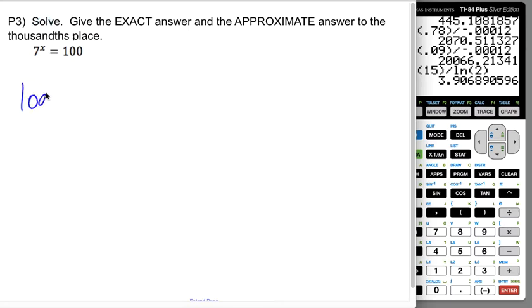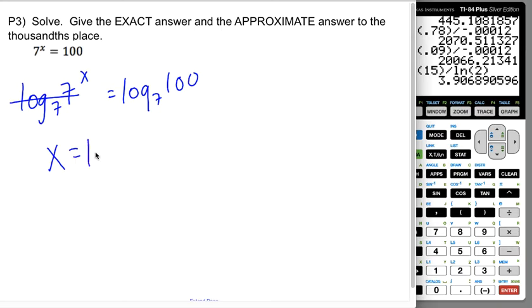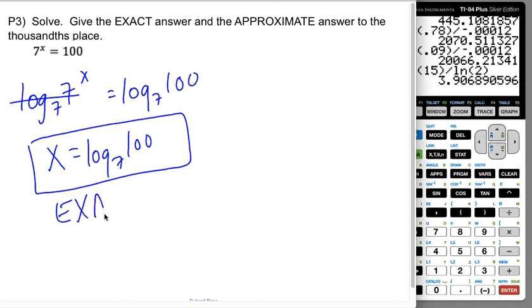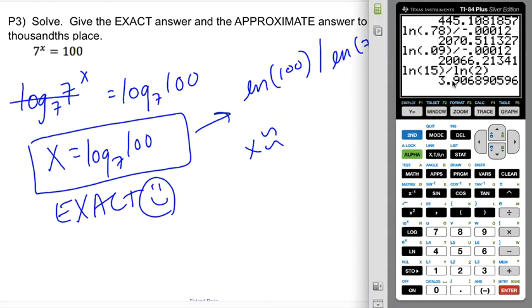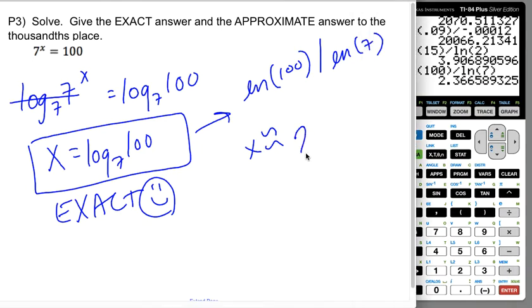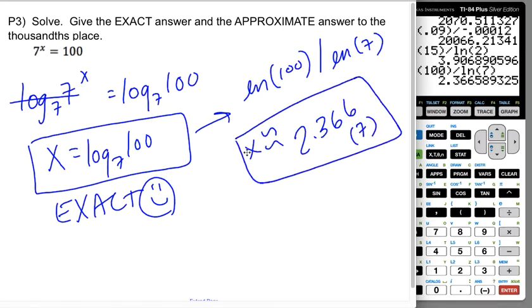So I'm going to take the log base 7 of both sides because that's going to cancel this side. And on this side, I'm just going to get the log base 7 of 100. That means my exact answer, whole answer, yay, I'm done, is this. This is my exact answer. Yay, congratulations, it's done. If you wanted to type this in your calculator, you would do natural log of 100 divided by natural log of 7, and you would get an approximate value. So natural log of 100 divided by natural log of 7, hit enter, and I get 2.366 or 7, depending on if you round or truncate. Okay, so that's approximate.